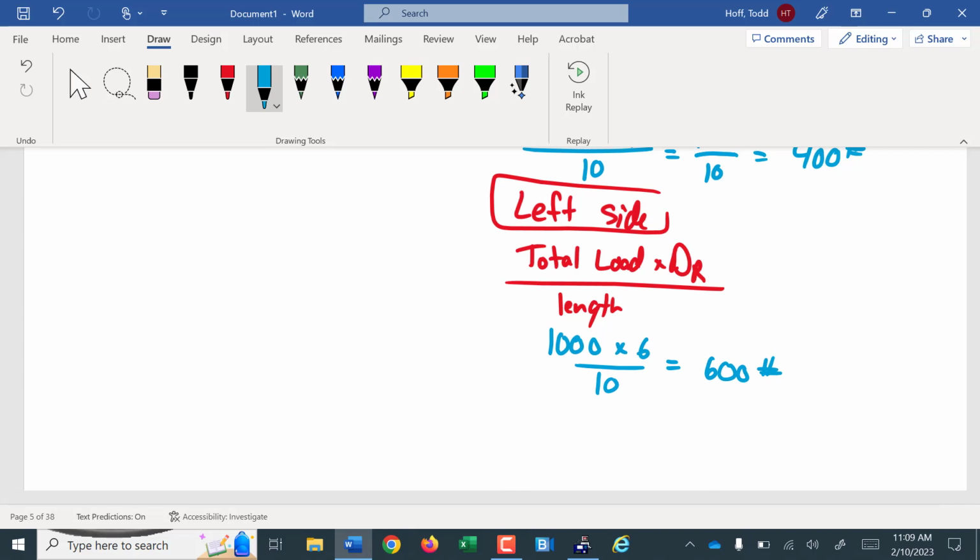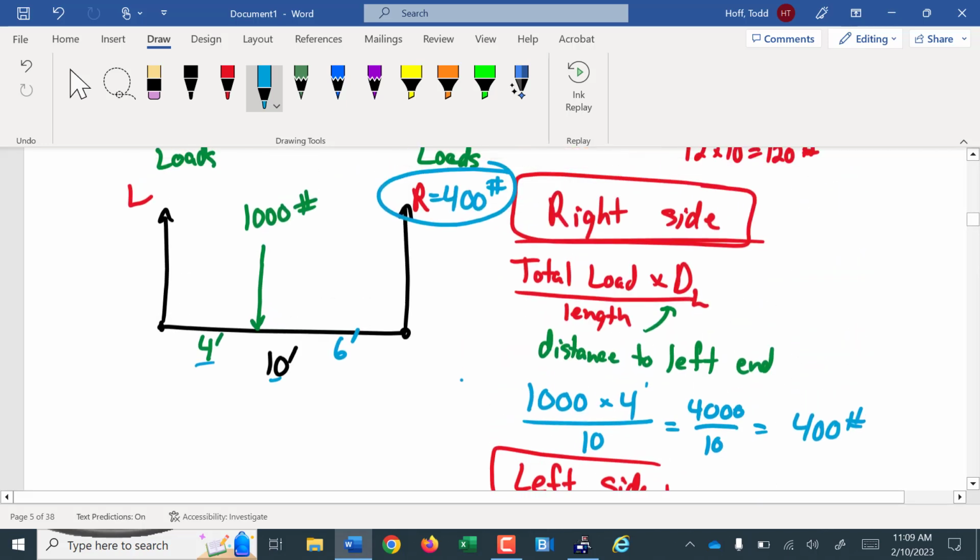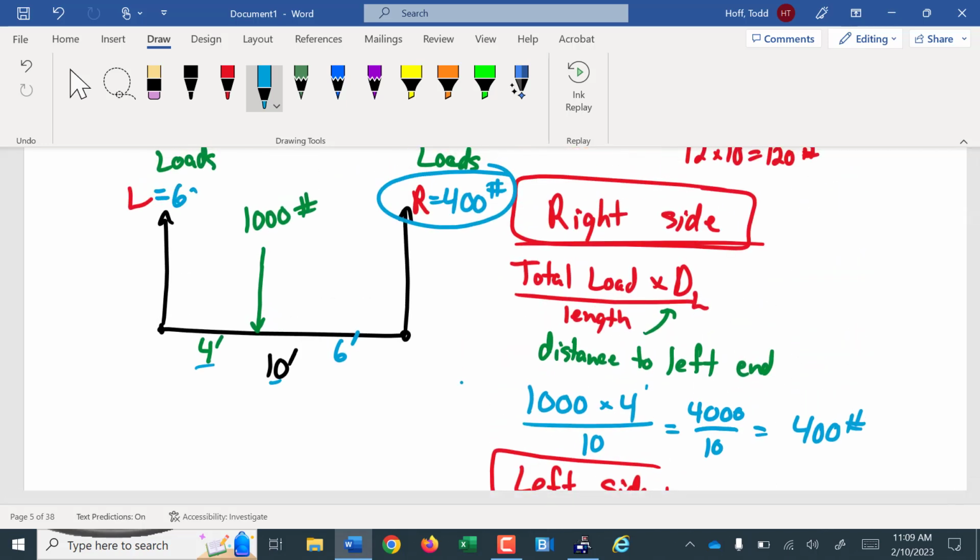So the key is, once we have the center of mass, to find the load on the right end, it's the distance from the center of mass to the opposite end that matters. So for the load on the right side, it was the total load times the distance to the left, the other end, then divided by the total length.